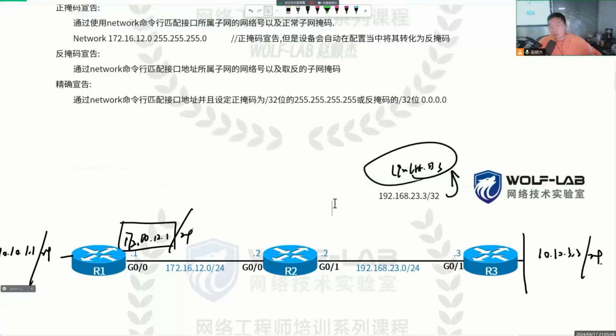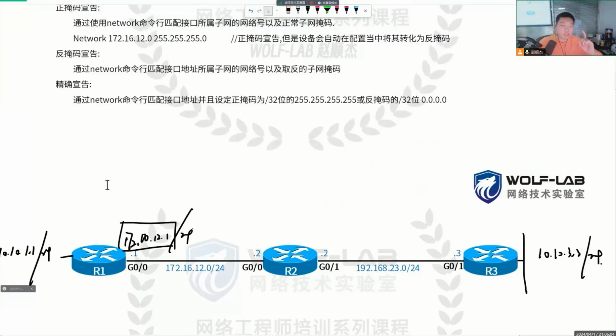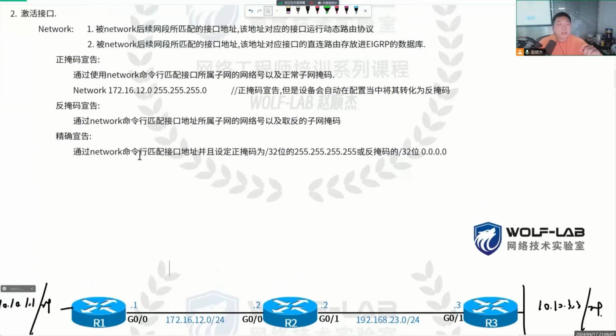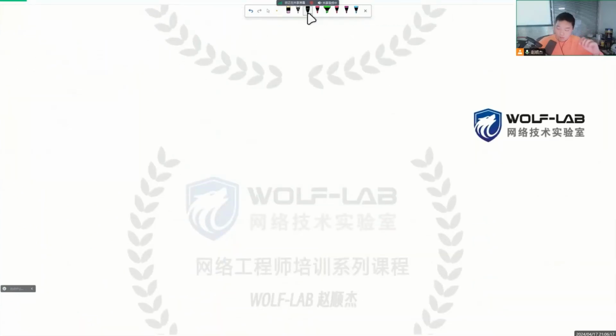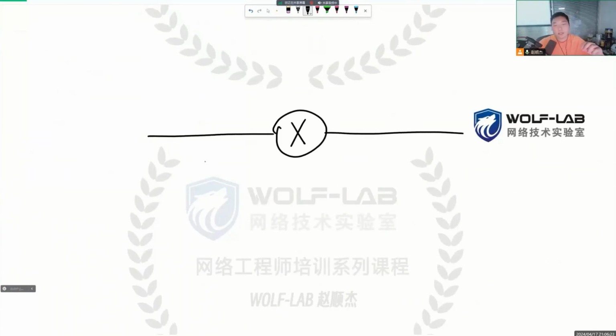So each has its own advantages. If you are using a positive mask, or if it is a reverse mask declaration, its role is very clear. How clear is it? For example, there is such a router. We have two interfaces. One interface address is 192.168.1.0/24, like 1.1. Another interface address is 192.168.2.1.